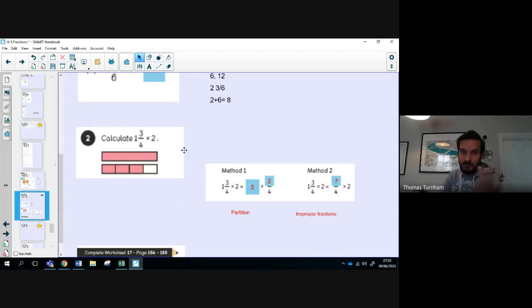So there are 2 options for dealing with multiplications. You can partition out, or you can turn it into an improper fraction. There are some times that turning it into an improper fraction isn't going to help you. For instance, if I had 297 and 3/4 multiplied by 4, turning that into an improper fraction is going to be a ginormous number. So you do need to pick the method that's going to be best for you.